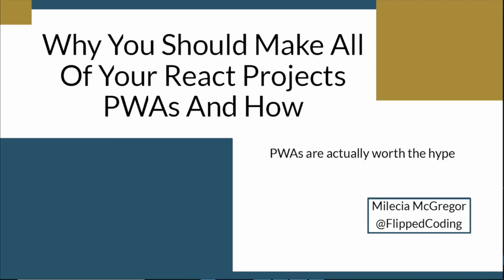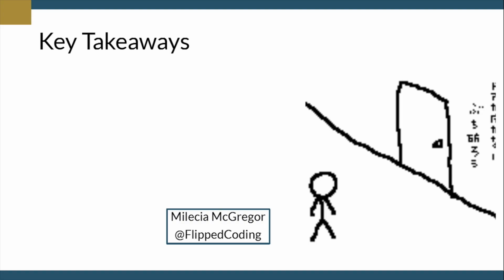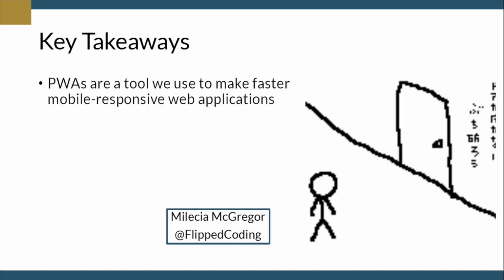And with that being said, some key takeaways. PWAs really make your mobile apps faster just because they kind of force you to. When you have to have a fast first load, it really makes you think about what's important for a user to see as soon as they open your app, because, well, that's what they're going to see.